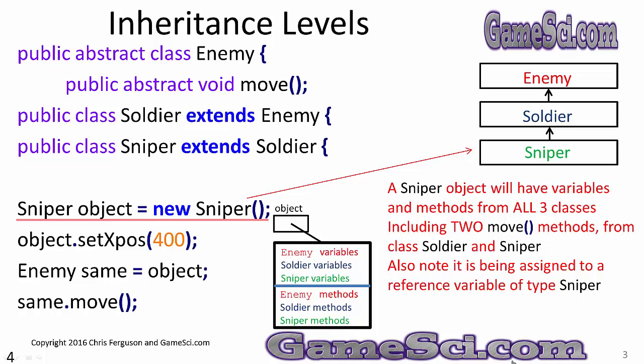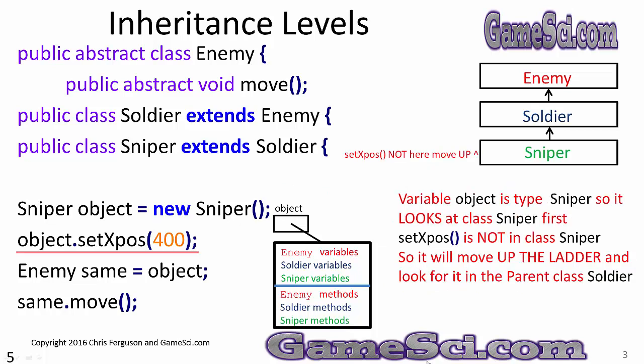Also note it's being assigned to the reference variable of type Sniper. I'm building a Sniper object and assigning it to a reference variable of type Sniper. Well, of course, Sniper is going to have all of Sniper's variables and methods. Those are listed in green. But Sniper extends Soldier, so it will also have all of Soldier's variables and methods. But Soldier extends Enemy, so we'll also have all of Enemy's variables and methods in this Sniper object. In the end, it's a three-part object. It's part Sniper, it's part Soldier, and it's part Enemy.